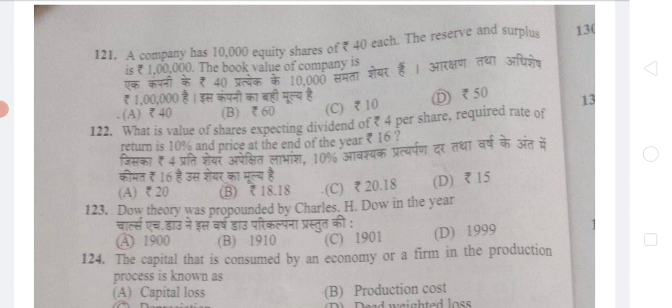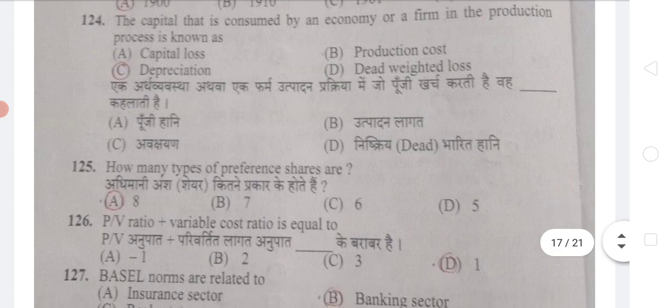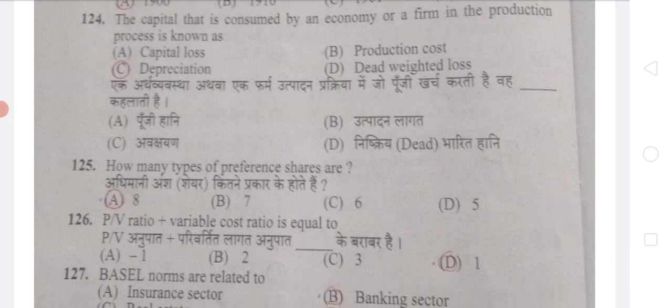Dow theory was propounded by Charles H. Dow in the year A. 1900. The capital that is consumed by an economy or a firm in the production process is known as C. Depreciation. How many types of preference shares are there? A. 8. P/V ratio plus variable cost ratio is equal to D.